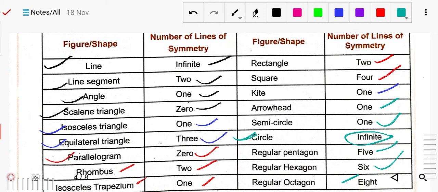In the case of a line it is infinite, and in the case of a circle it is also infinite. And where is the 0? In the scalene you can see it is 0. In the parallelogram, how many lines of symmetry? 0, and the scalene triangle also 0. And where is the infinite? Line and circle. So just go through and learn it.